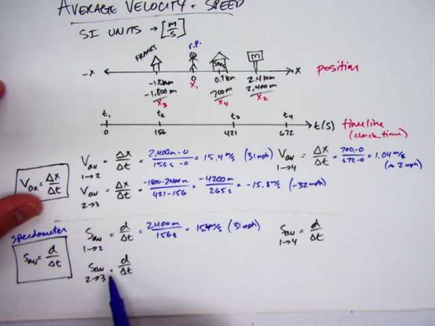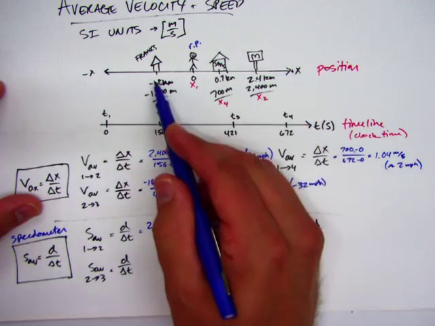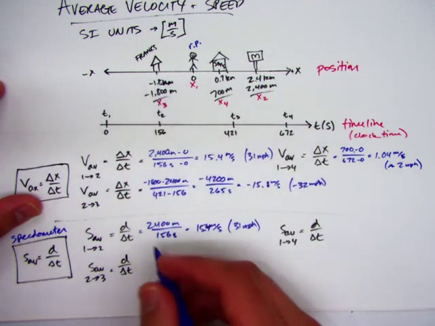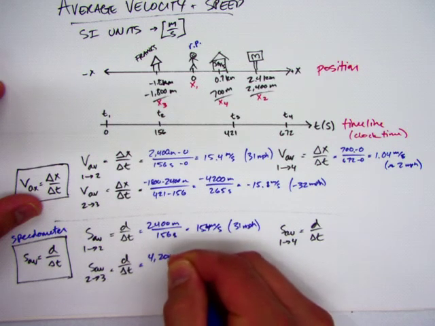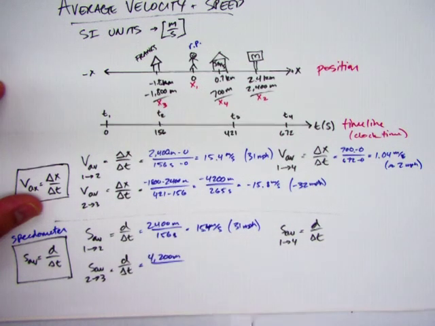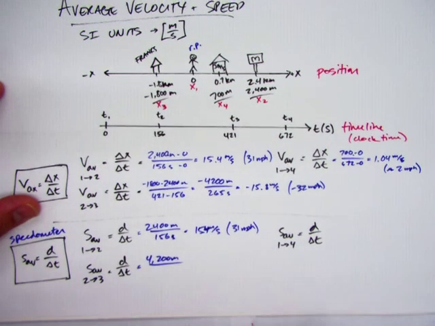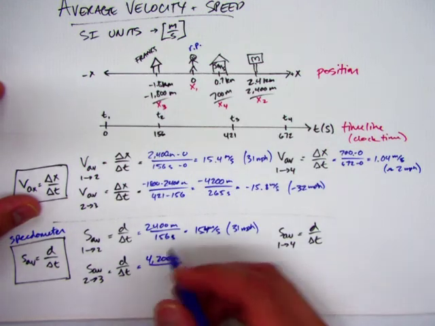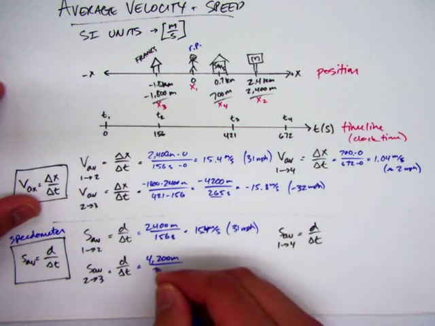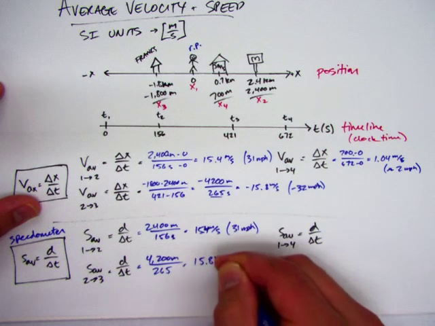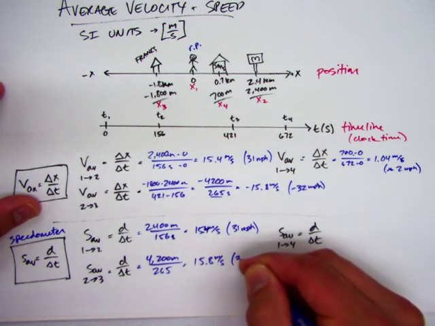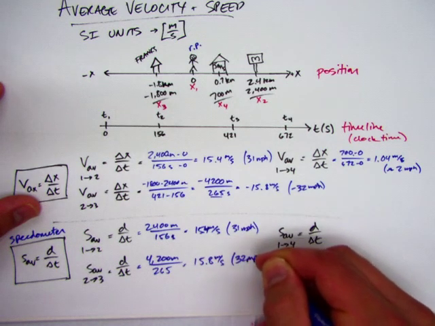Not always, though. From 2 to 3, I go from position 2 to position 3. That's a total distance of 4,200 meters. Notice it's not negative because I'm not worried about direction with distance. The time that goes by is the same here, 265. But instead of a negative 15.8, it's a positive 15.8 meters per second, or 32 miles per hour.